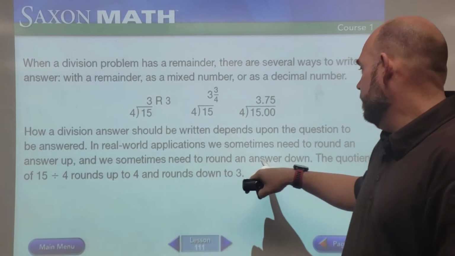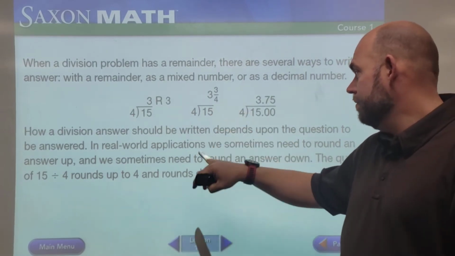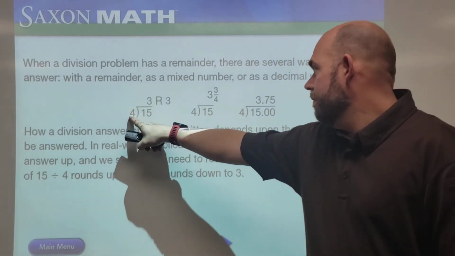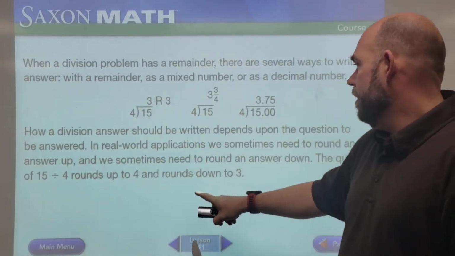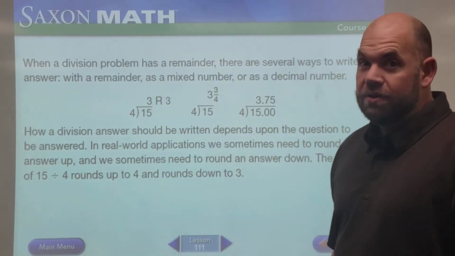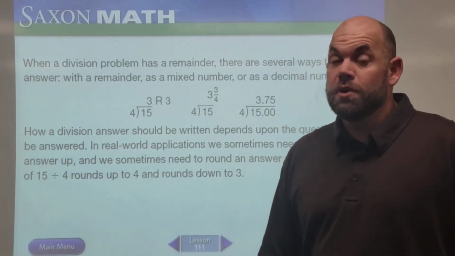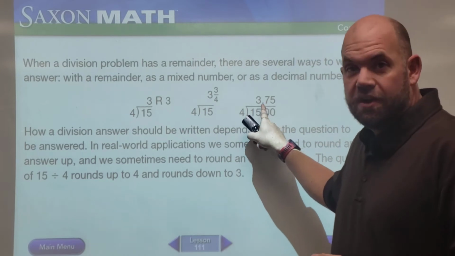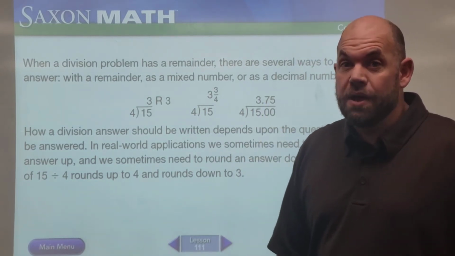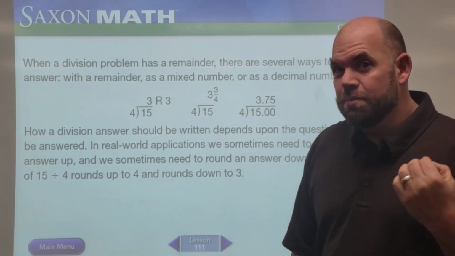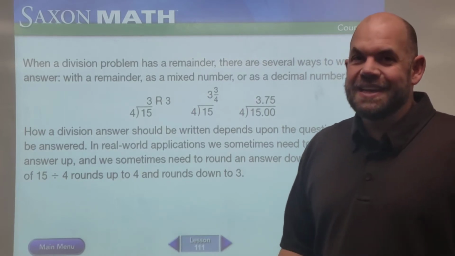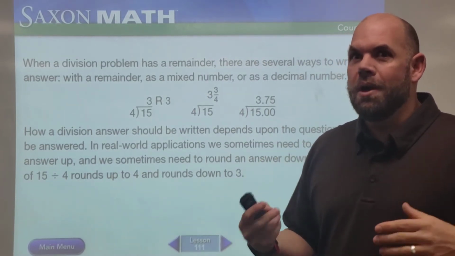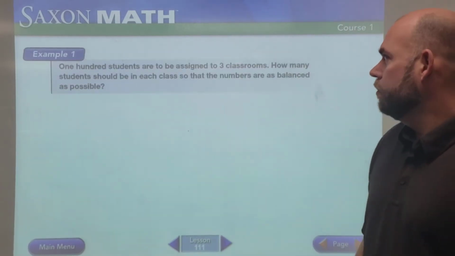In real world applications, sometimes we need to round an answer up, sometimes we need to round an answer down. The quotient of 15 divided by 4 rounds up to 4, or it can round down to 3. And there's many instances where you actually want to round down, even if it's 3.75, like the case here. Sometimes you're going to round that down depending on the question being asked. So today's lesson is so fun because we actually get to think about what matters, okay? So let's start with this one.